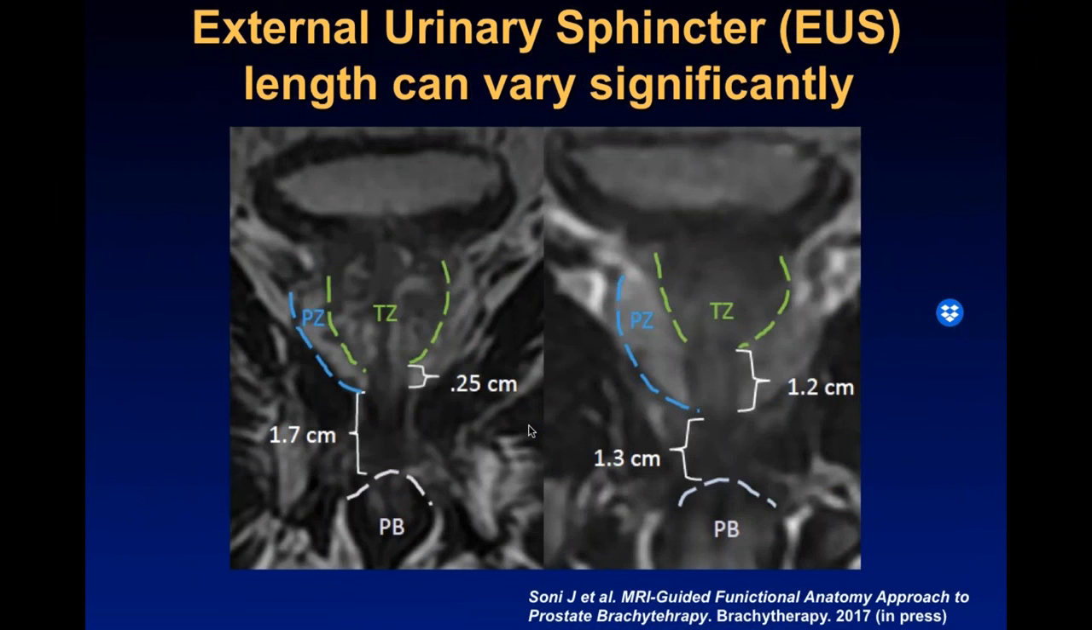We also see here an example of the transitional zone, further evidence, at 25 millimeters versus 1.2 centimeters. And then that's inside the prostate. And then as you go outside it, you can see 1.3 centimeters and 1.7 centimeters.